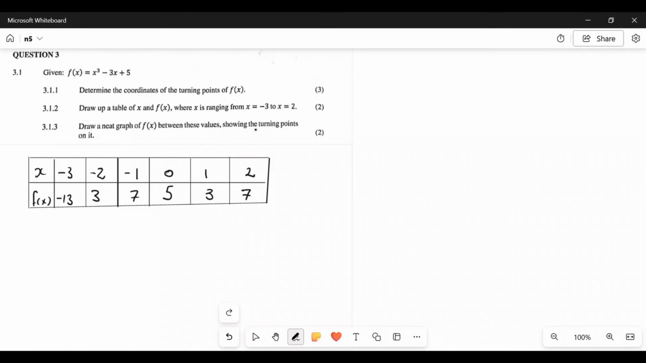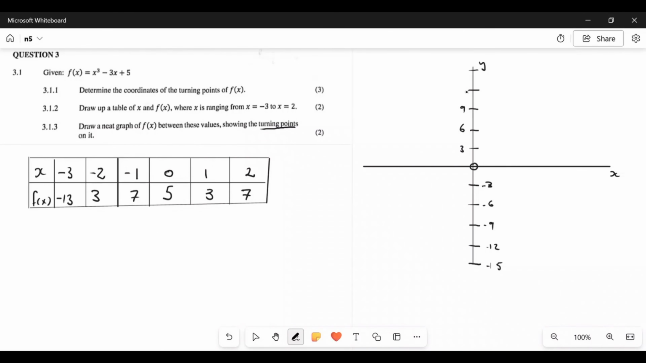Also, we need to show our turning point that we got earlier, which is question 3.1.1. So let's draw our graph. I'm going to draw the graph on the right hand side here. Let me first draw the Cartesian plane. All right, so here is our Cartesian plane, guys. So let's draw this graph using the table that we did earlier on 3.1.2.